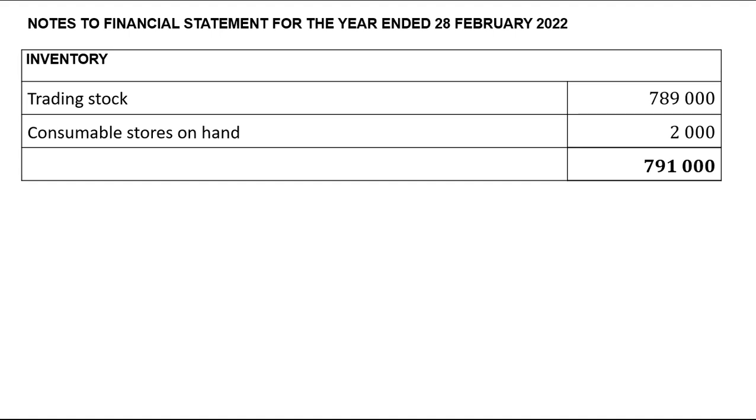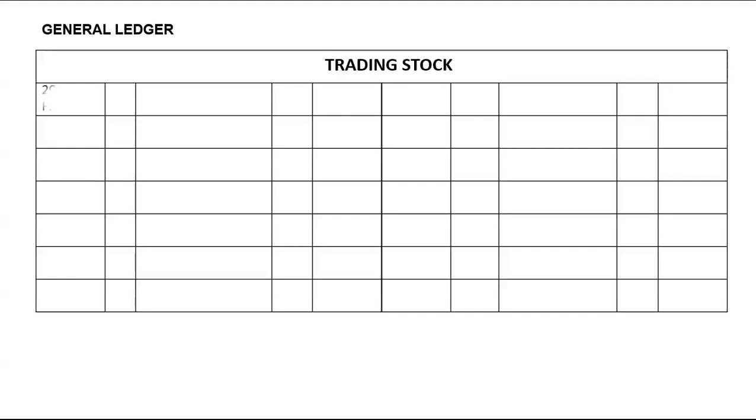Let's do the ledger accounts quickly. Ledger account is just a summary of everything that we've just done now. Where do I start? I'll start with inventory. Our trading stock was sitting at 800,000. Let me just say we had to increase it by trading stock that was returned, which will be cost of sales. The amount will be 30,000.